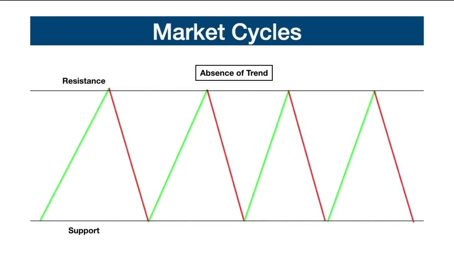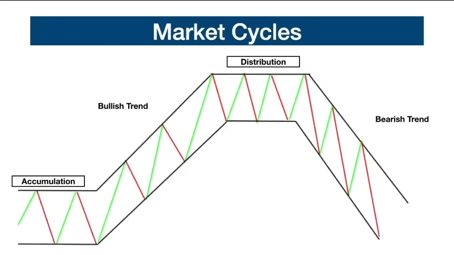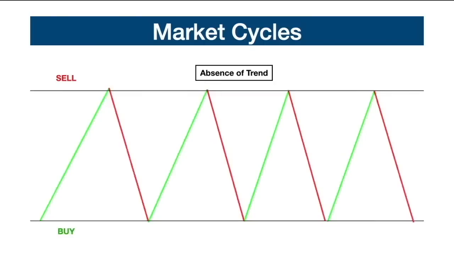An absence of a trend is formed when the price is trapped between a resistance and a support. A phase of consolidation found at support is also known as accumulation. Instead, a phase of consolidation found at resistance is also known as distribution. In a consolidation phase, you should open bullish positions near the support level and bearish positions near the resistance level.